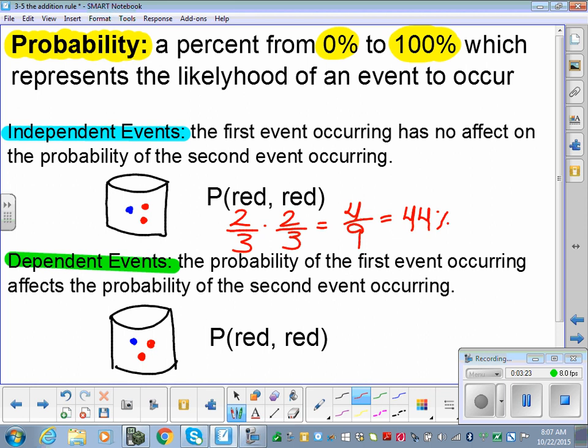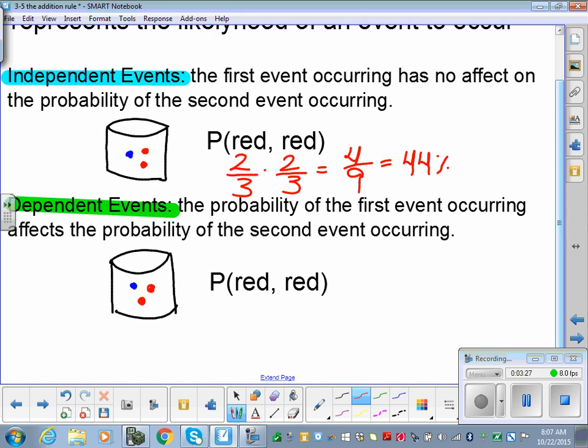Okay, let's do one where it's dependent. This is what we learned yesterday. All right, dependent events. So the probability of the first event occurring will affect the probability of the second event occurring. So for example, we have this bucket. How many total right now? Total is 3. Very good. All right, so now we're going to find the probability of drawing a red and a red. Now the difference between these two is that we're not replacing once we've drawn. So on our very first draw, right now, what's the probability of drawing a red? 2 out of 3.